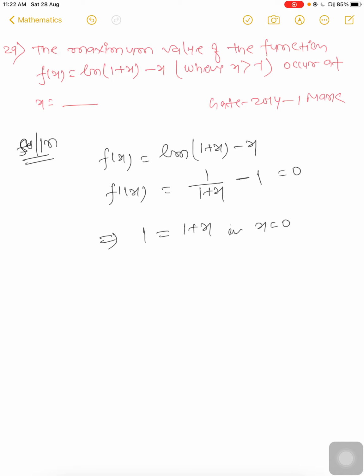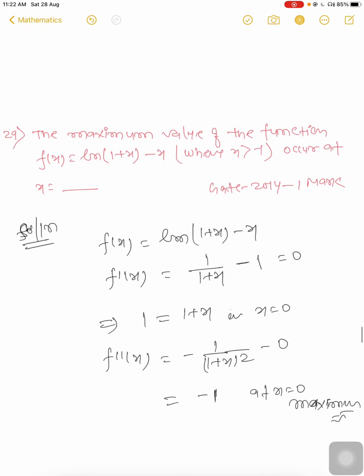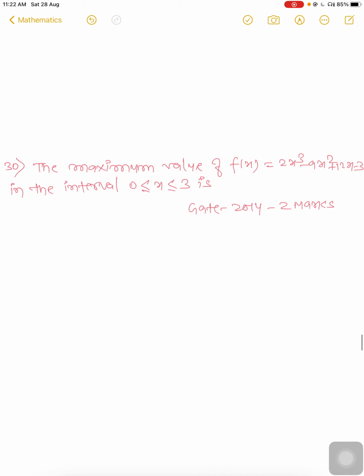Now differentiate again, double differentiation. So f''(x) = -1/(1 + x)^2, and this one will be 0. When you put x = 0, then you will get a negative value, -1. Negative means at x = 0 you will get a maximum value. So that answer will be at x = 0.